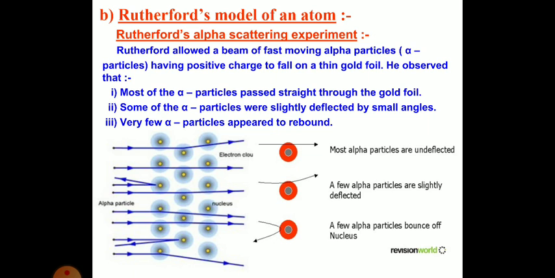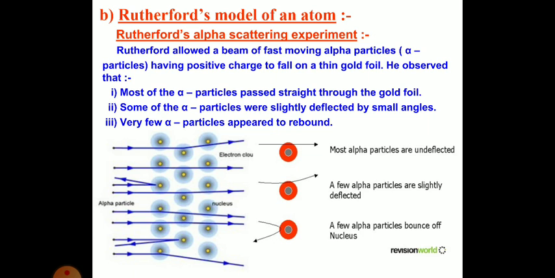You will notice these blue rays. Out of all rays, some of them passed as it is in a straight manner. Some of the alpha particles were slightly deflected by small angles, and those angles you will notice here in the figure. Very few alpha particles appeared to rebound, means they get reflected back making some angles.